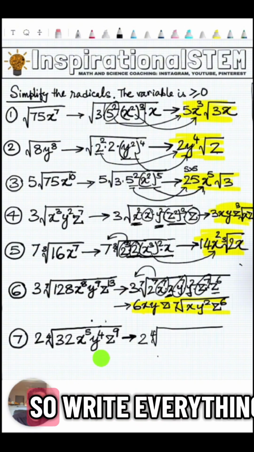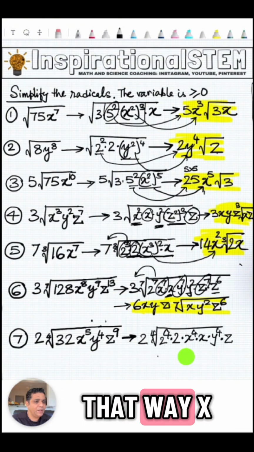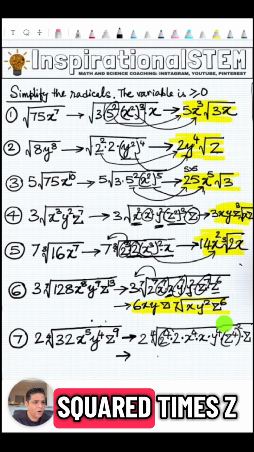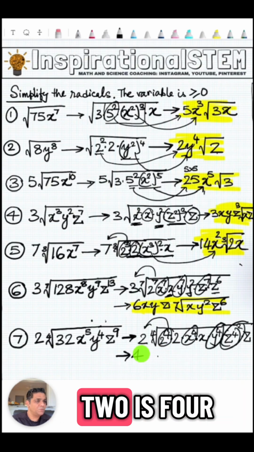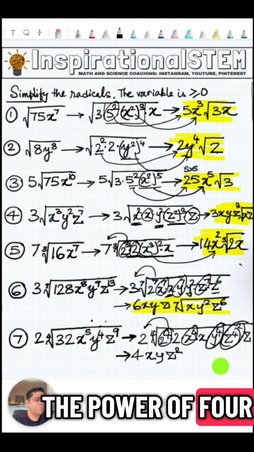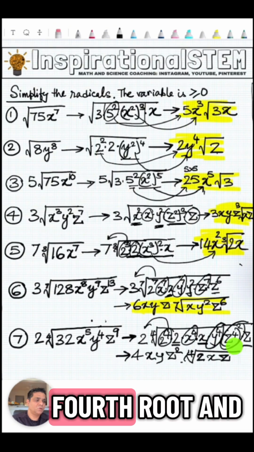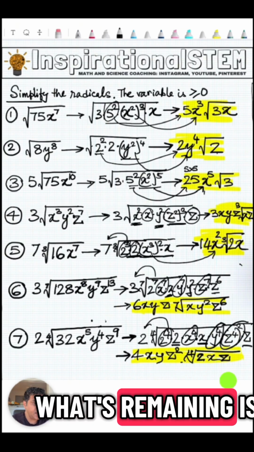Now we have a 4th root, so write everything to the powers of 4: 2 to the power 4 times 2, factorize it that way, x to the power 4 times x, y to the power of 4, z to the power of 4 squared times z. Now we know 2 to the power 4, the 2 is going to come out, that's 2 times 2 is 4, the x is going to come out, the y is going to come out from y to the power 4, and we know z to the power of 4 is z when it comes out of the 4th root, and then that's z squared. And this is our final answer. What's remaining is the 4th root of 2xz.